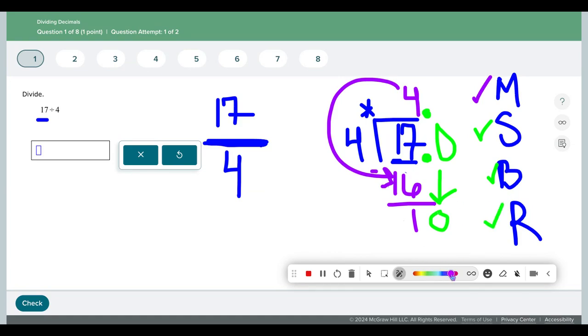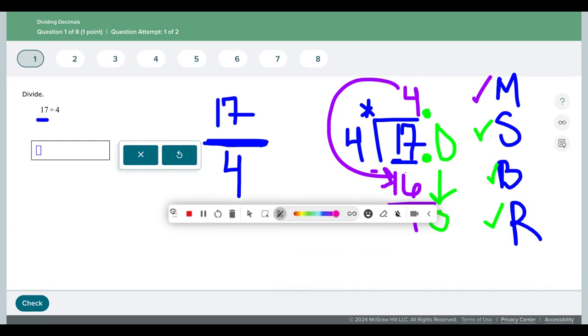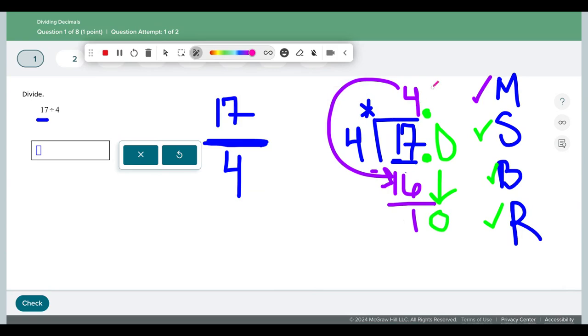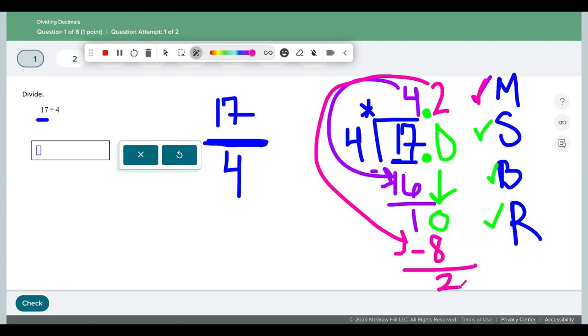So I'm going to go back over this and say, okay, now I'm asking what times 4 gets me close to 10 without going over, right? And I'm going to take 4 times 2, correct? 4 times 2 will get me the product of 8, right? So I just multiplied, cha-ching, check, check, right? And now I'm ready to subtract. So if I subtract, I'm left with 2, correct?